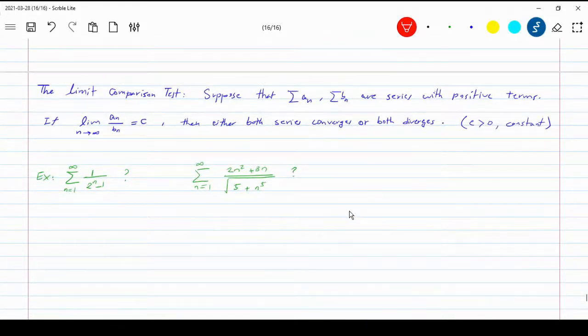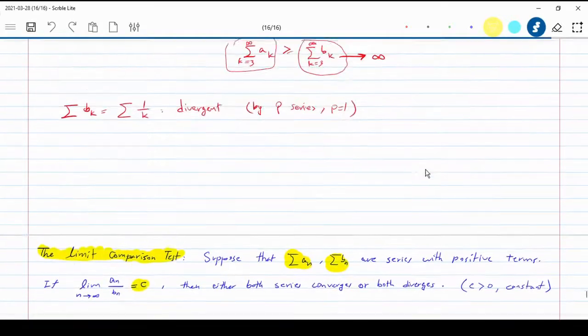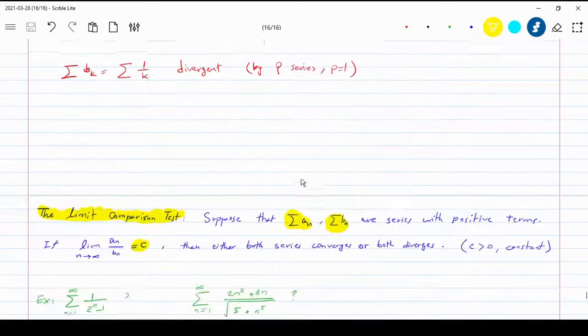Okay. The limit comparison test is kind of quite similar. The only thing is that it tells you that if you have two series an and bn, with positive terms again, and the ratio of an to bn is a constant, then however an behaves, the same way bn behaves. That makes it easier, because we don't have to check inequalities anymore. We don't need to say, is it less than that or is it greater than this?